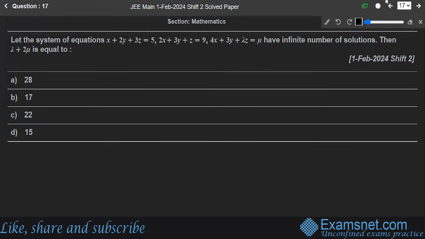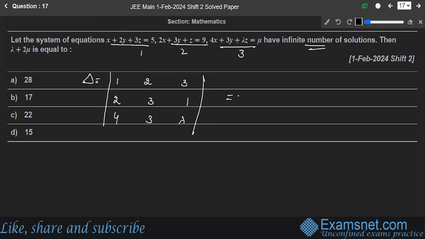Question number 17. Let the system of equations, this, this, and this, have an infinite number of solutions. Then what is the value of lambda plus 2 mu? These are your system of equations 1, 2, and 3. If I write in the determinant form, this can be written as 1, 2, 3, 2, 3, 1 and 4, 3 and lambda. Now this is having infinite solutions, which means this determinant is equal to 0.